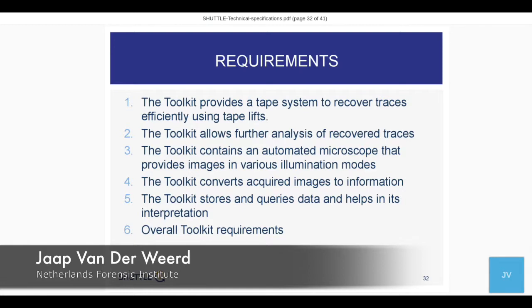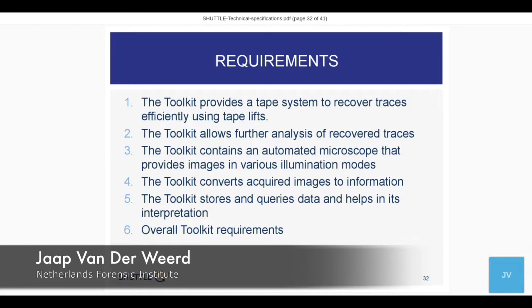What I told you before, the tape system should be compatible with high resolution, high magnification microscopy. We extended that requirement a bit, and we said it should be compatible with further analysis, because there's, of course, microscopy, but there's also DNA analysis. We might have elemental analysis by EDX or by ICP-MS, or we might have FDR, and this will not be possible within the shuttle system. But we need a tape system that is compatible.